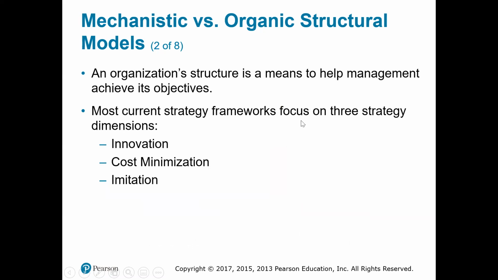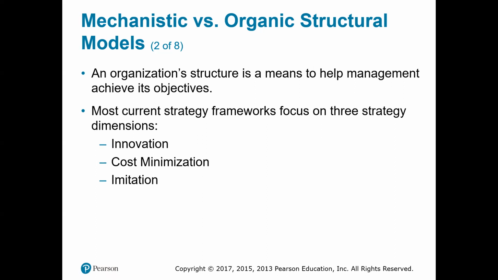Most current strategy frameworks focus on three: innovation, cost minimization, and imitation. If you talk of innovation, which do you think is a better model? Mechanistic or organic? If my strategy for my business is innovation, which model is better? The organic one. Yeah, there you go. Tristan has been listening. Thank you, Tristan. So if you're focused on innovation, organic. Cost minimization, what do you think might work better? The mechanistic. See, there you go.